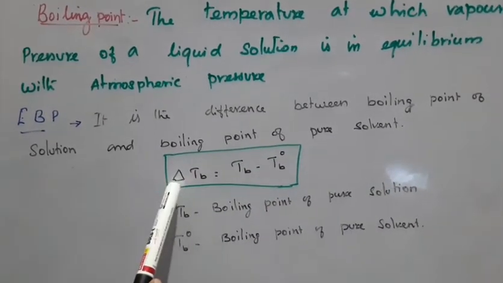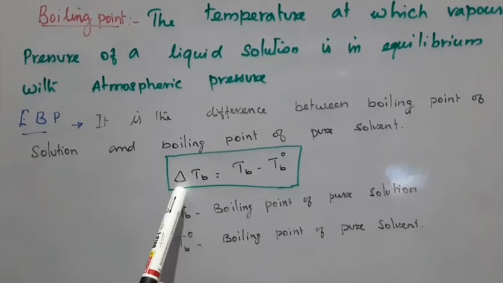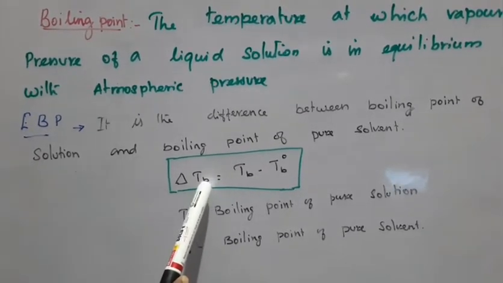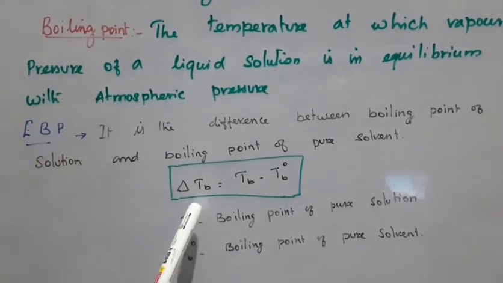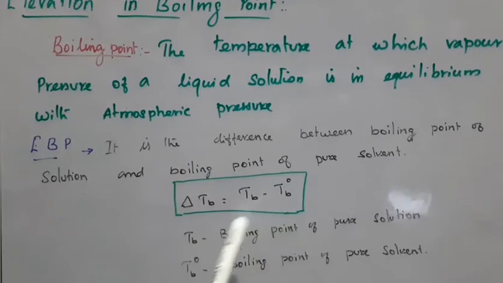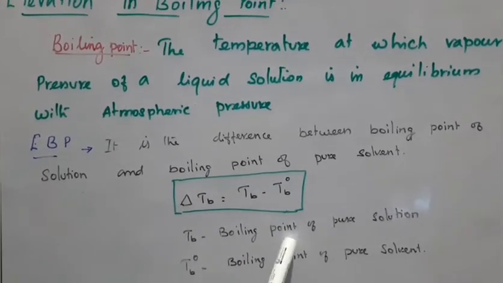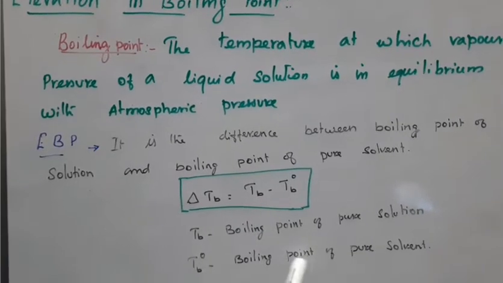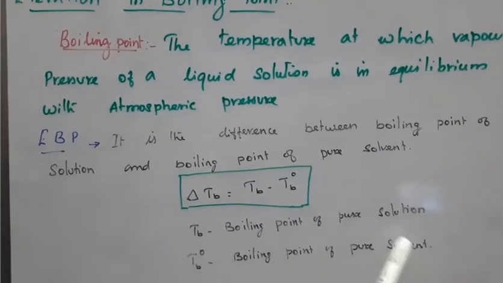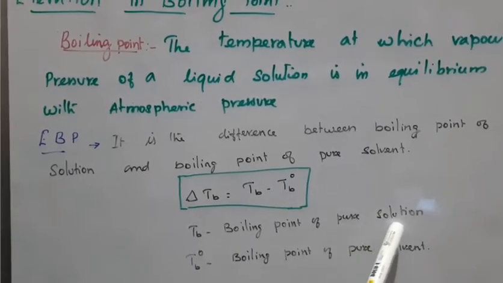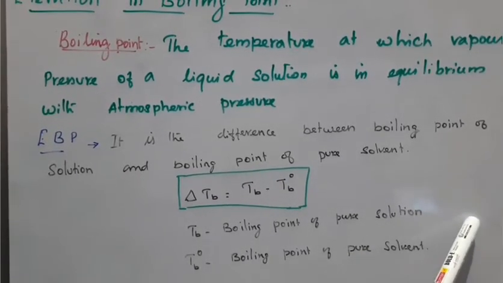Here the delta sign represents the change in TB, meaning the change in boiling point, that is the elevation in boiling point, equal to TB minus T0B. TB is the boiling point of the solution, and T0B is the boiling point of the pure solvent. Which one is greater? The solution, because the solution contains both solute plus solvent.